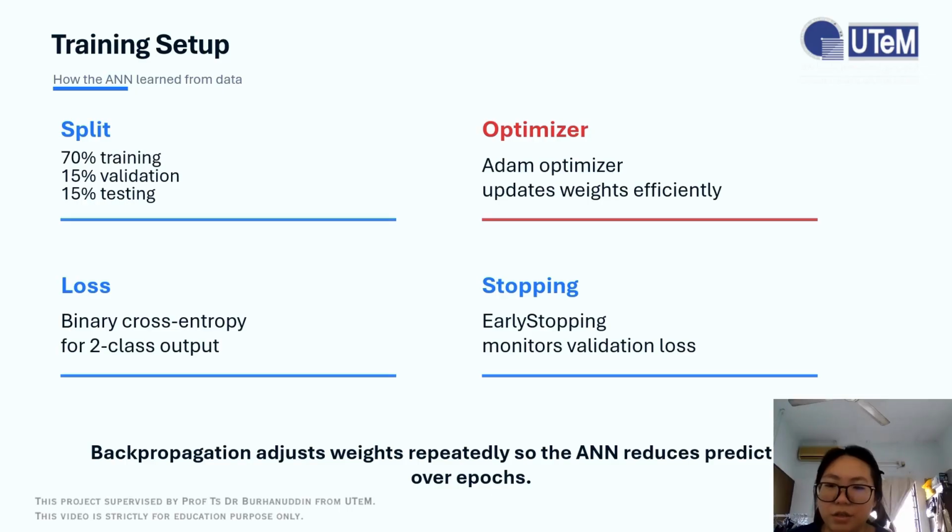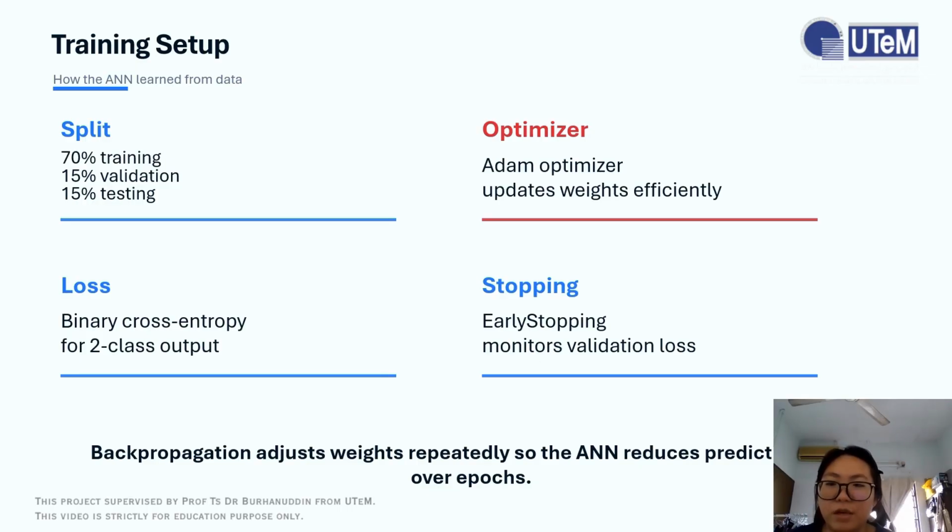For optimization, we use the Adam optimizer. Adam is widely used because it automatically adjusts the learning rate and helps the model converge faster and more effectively. The loss function selected was binary cross-entropy, which is suitable because our project is a binary classification problem with 2 possible outputs, anemic and non-anemic.